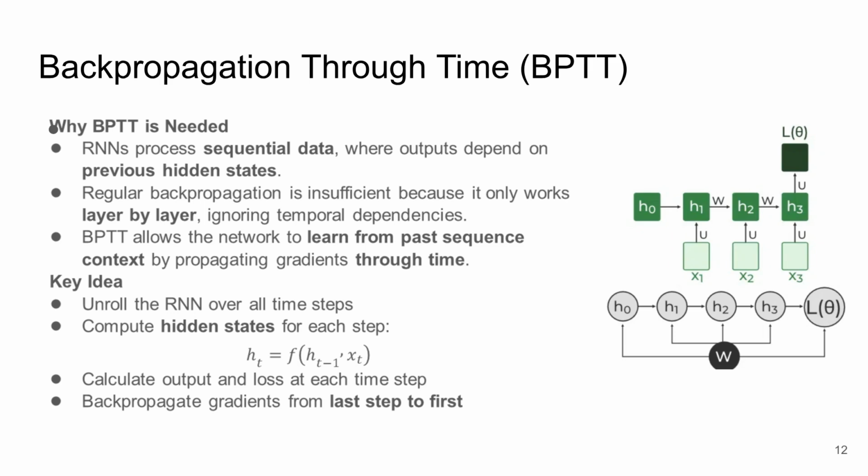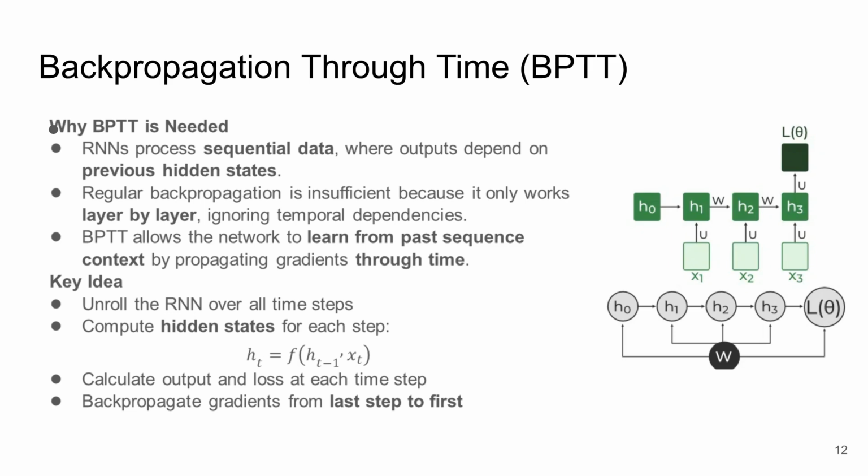Now, how do RNNs actually learn? Regular backpropagation doesn't work well for RNNs because it only handles layer-by-layer computation. RNNs have temporal dependencies, so we need something special: backpropagation through time, or BPTT. The key insight is that outputs depend on previous hidden states, which came from even earlier inputs. To properly learn these dependencies, we need to propagate errors backward through time. BPTT allows the network to learn from past sequence context by calculating how each weight affects the entire sequence, not just one time step.